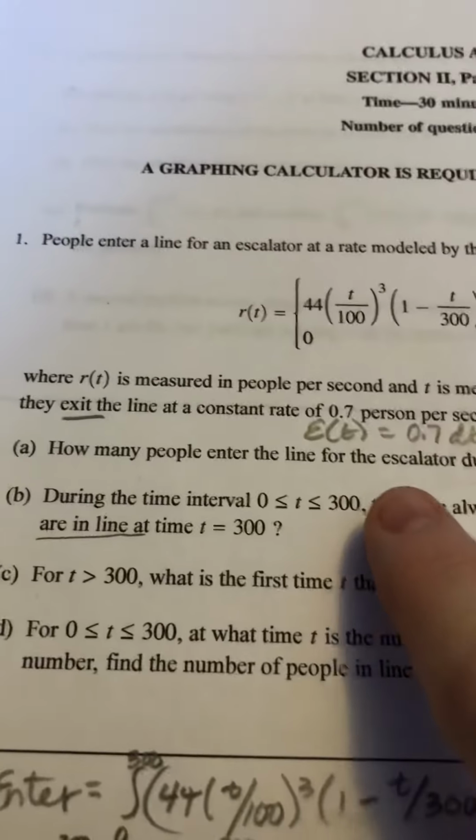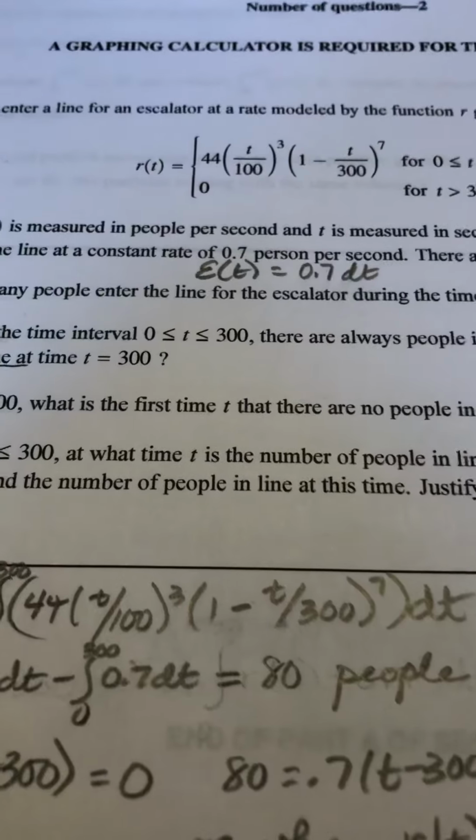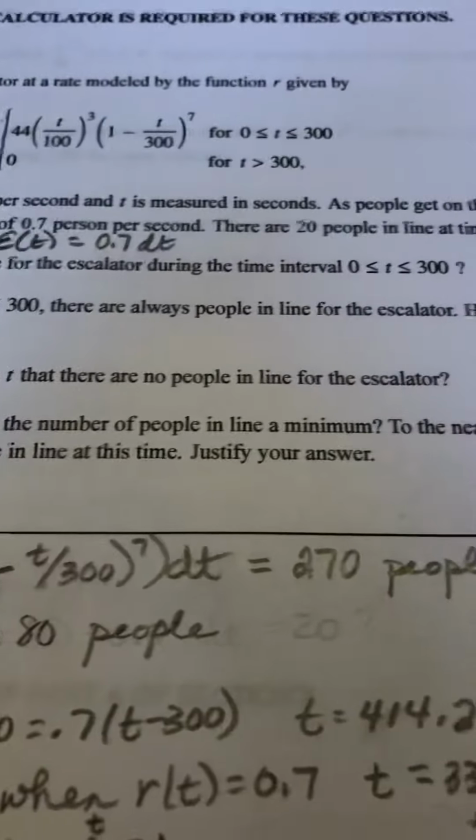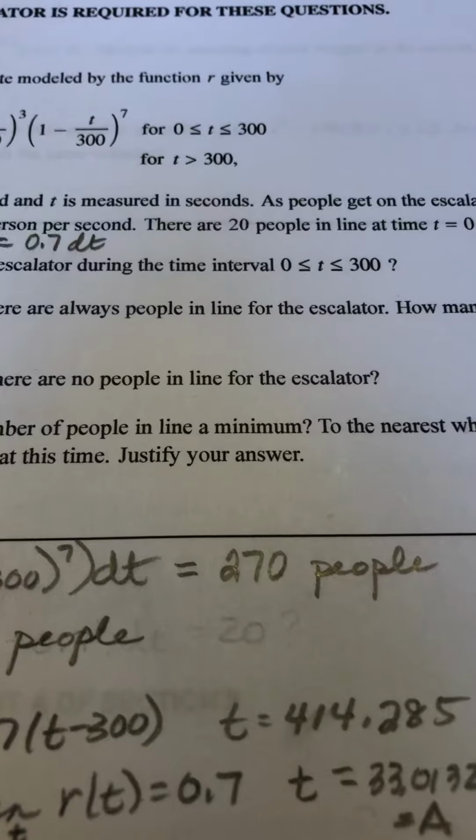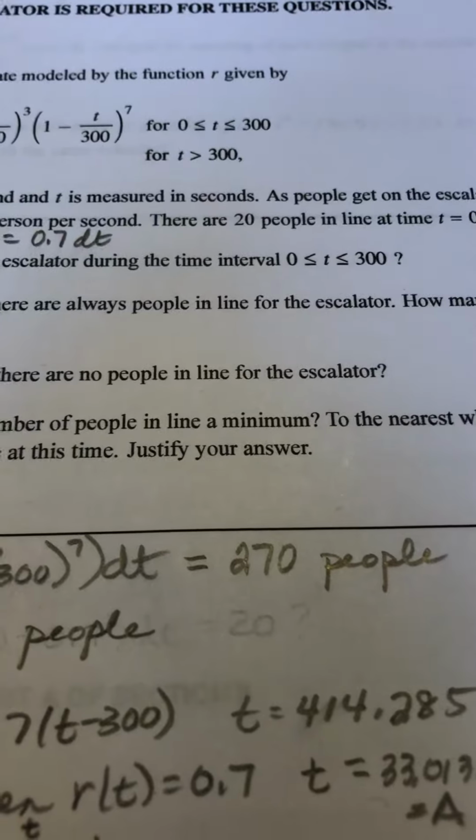So part A, how many people enter the line? They give us the rate for their entering, so to find how many, it's an integral. So the number of people entering the line is the integral from 0 to 300. You could just write r of t dt, but I wrote the whole thing out. Put it in the calculator, you get 270 people. Okay. Part B.